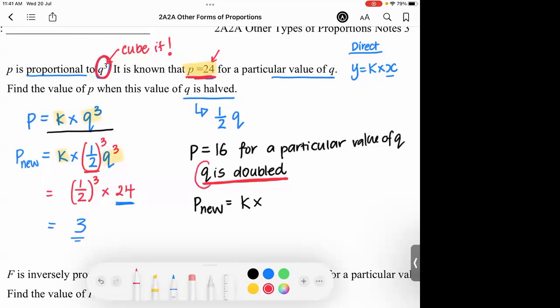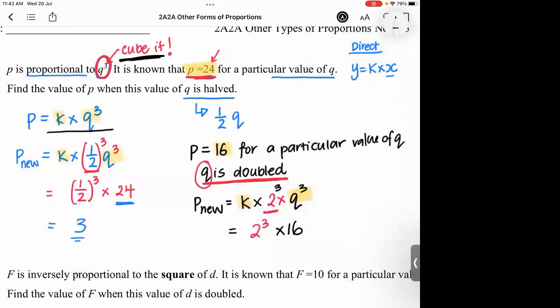So now this Q changes to 2 times Q. But we must remember, what do we need to do to it? We need to cube it. So we add a cube. Then what was the value that they gave me? 16, right? So this whole thing now becomes 16, and I have a 2 cube here times the number 16. Then I'll get my answer. That will be 8 times 16 to give me the number 128.